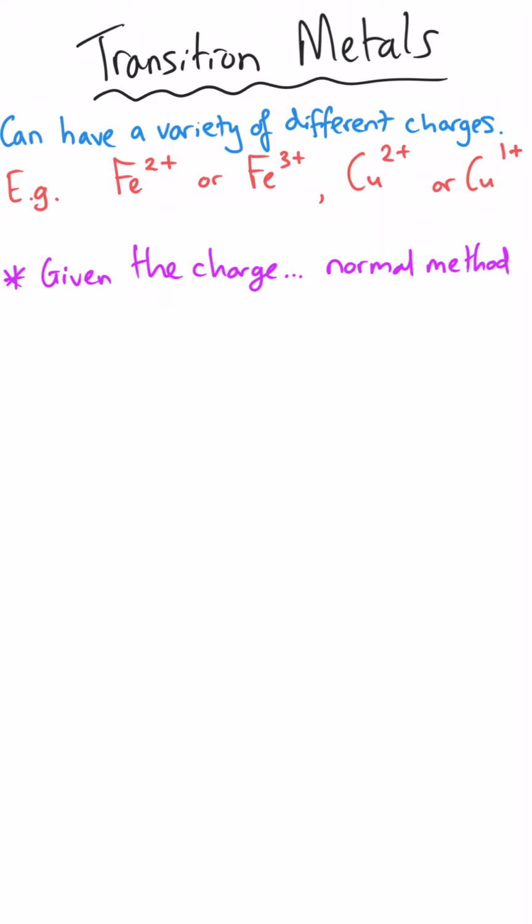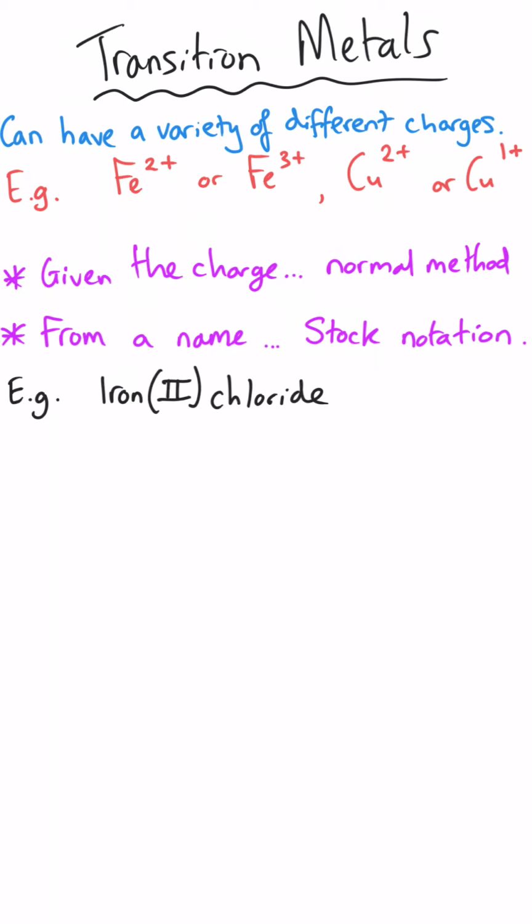Obviously, if they tell us it's Fe2+, then the method becomes exactly the same as before to work out what the formula of iron chloride is, if we know that the iron is 2+. Alternatively, they might expect us to unpick it from a name, and the name might be iron(II) chloride, with a Roman numeral II inside brackets after the iron. That tells us what the charge of the positive ion is.